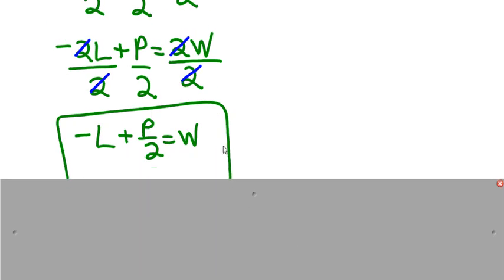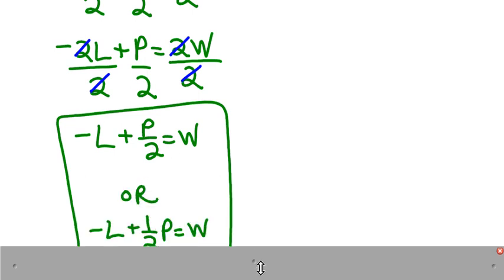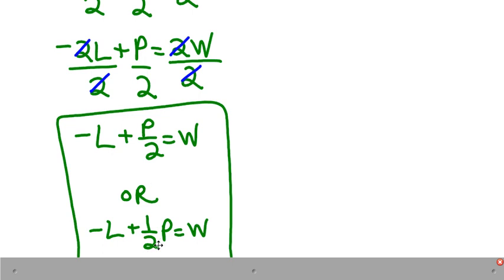So here's one way to write our equation, right? Negative l plus p over 2 equals w. Or we said you might want to write it as 1/2 p. They're saying the same thing.